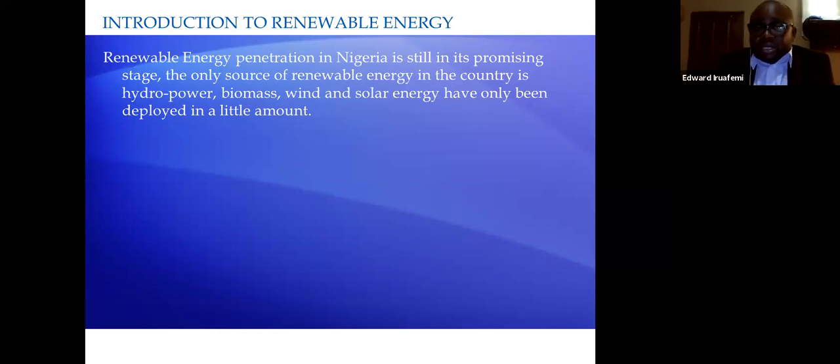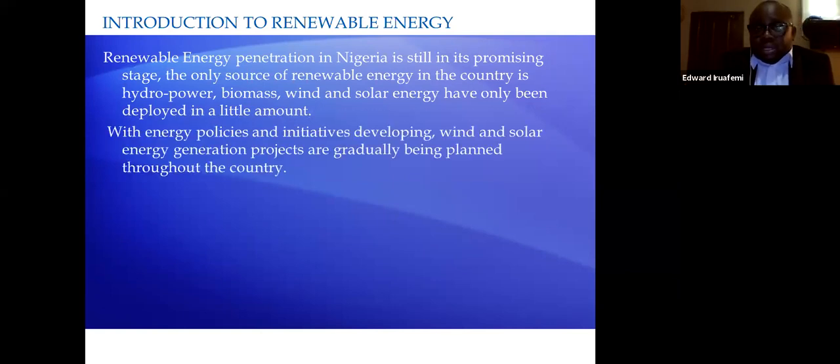Like in Nigeria, as I said earlier on, it's still a promising state. The only sources of renewable energy we have in the country are hydropower, biomass, wind, and solar. Solar has been the major one that has been deployed, and there are a lot of policies and initiatives on wind and solar energy.